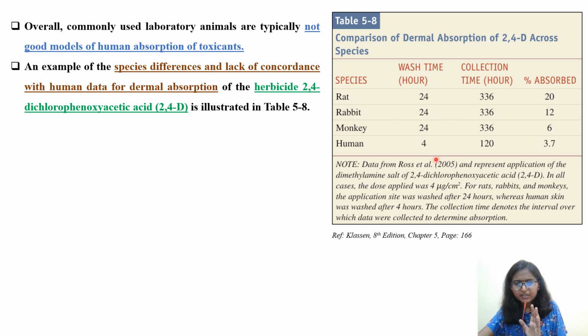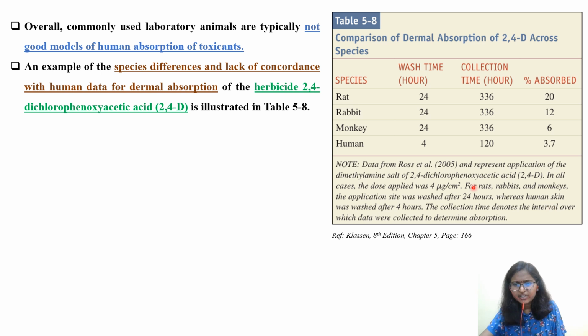But sticking to this table, 2,4-D is the herbicide, and they are looking at dermal absorption across various species: rat, rabbit, monkey and humans. This is the wash time. For rat, rabbit and monkey, they applied it on the animal skin, and after 24 hours of exposure they washed it off and removed it. They collected samples at the time points given. But in humans, the exposure time was only 4 hours; they removed it after 4 hours, and the collection time was 120 hours. If you see the percentage of absorption, rat has the highest absorption, 20%, next rabbit, then monkey, then human.